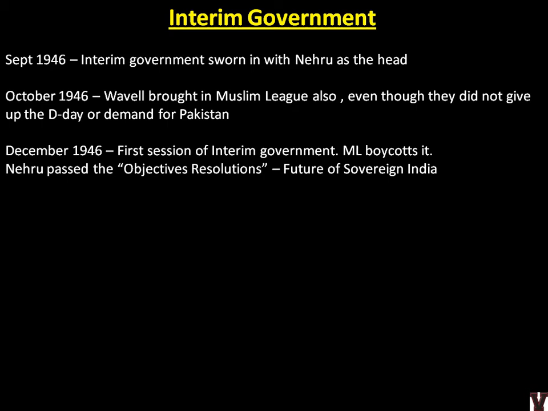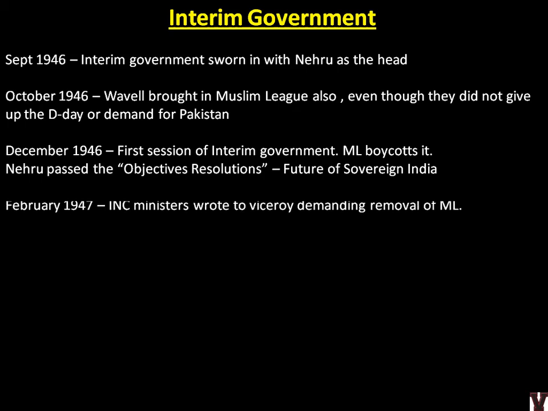Nehru passed the objectives resolution. Please make a note of this prelims question. The objectives resolution was during the interim government, and this is actually forming a draft of a basic version of the constitution, with the fundamental rights, the right to freedom, and all those basic things which will be actually coming in the future of sovereign independent India. So the objectives resolution was passed in December 1946 by Nehru and the senior Congress leaders.